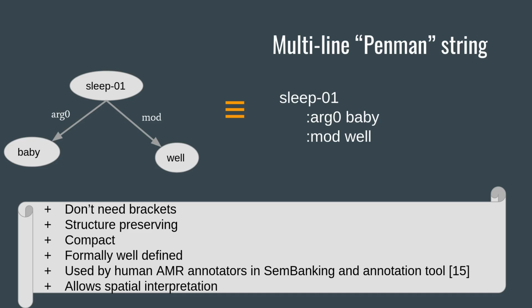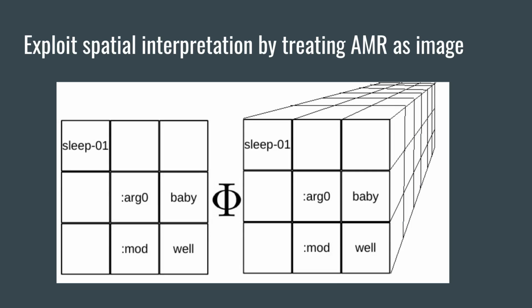And what we exploit in this work is that this allows a spatial interpretation, which we see here. We project this multiline penman string representation onto a grid and add latent channels and say that this is something like an AMR image, which models a bit like the human annotator looks onto AMR graphs.